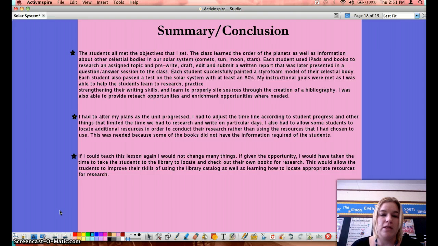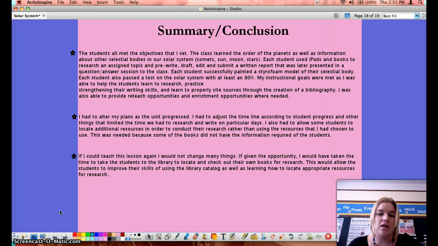I did have to alter my plans as we progressed. I had to adjust the timeline according to student progress. There were other things that limited time we had to research on some days. I also had to allow some students to locate additional resources because the ones I provided for them did not fully answer the questions that I expected of them.